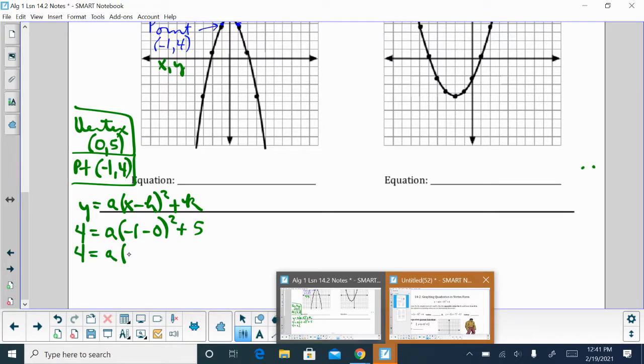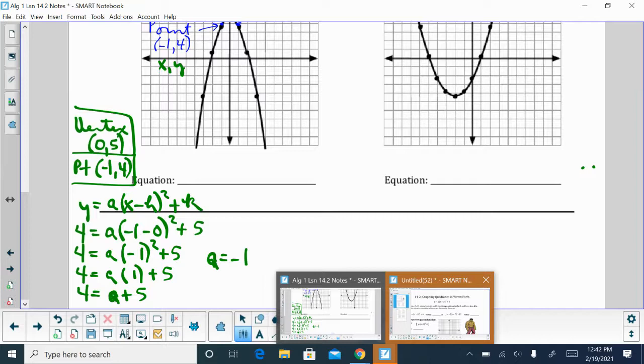So be patient with me. I'm going to take a couple extra steps. So hopefully I don't lose you. And so carrying on, -1 squared, -1 times -1 becomes a +1. And now 4 equals 1a, same as a. Now solving for this a value here, subtract 5 from both sides, I find out that a is equal to -1.